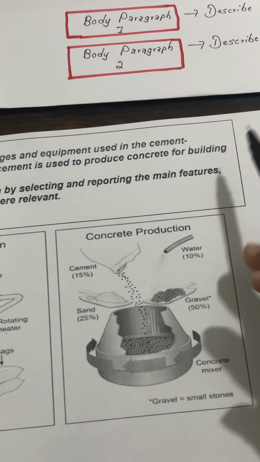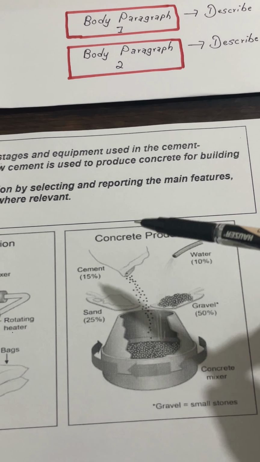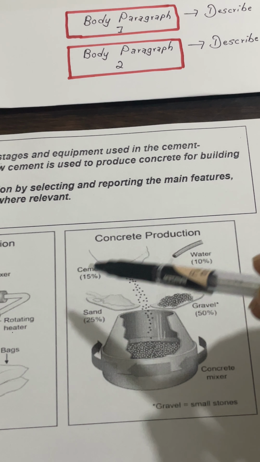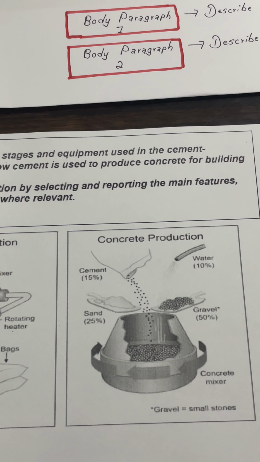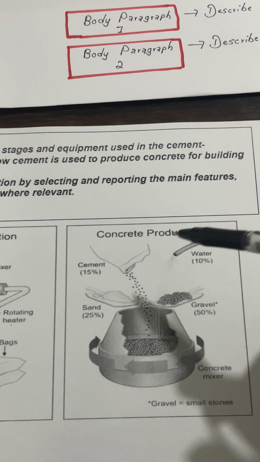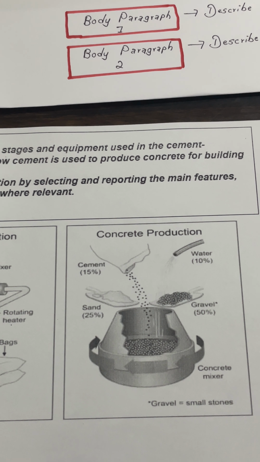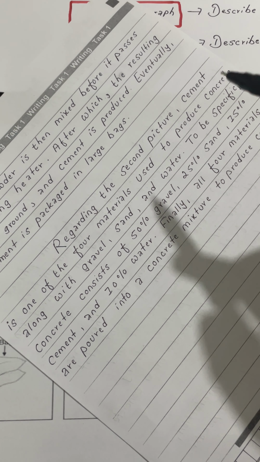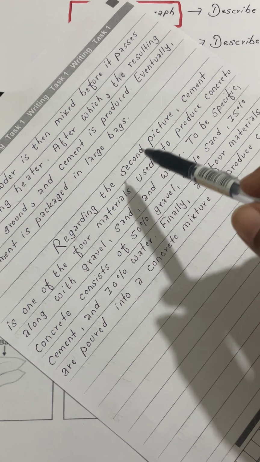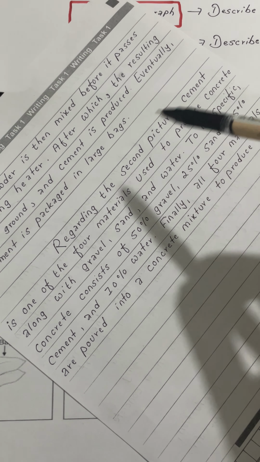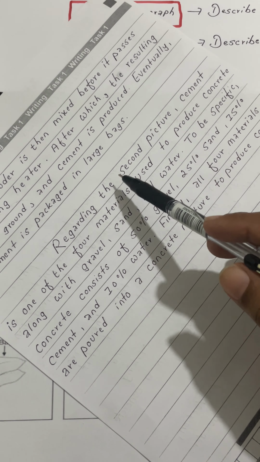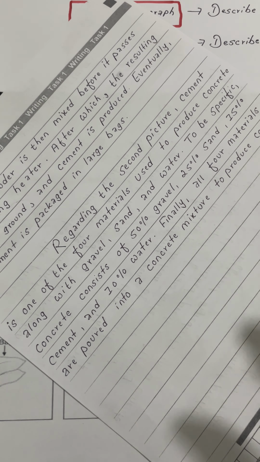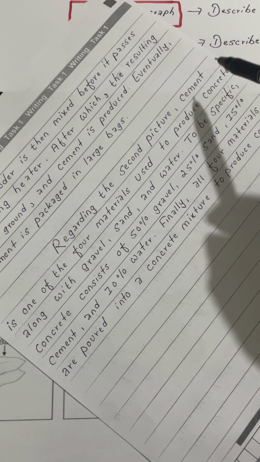Now, regarding concrete production, there are four ingredients: cement, water, sand, gravel, with some percentages of their own, and they are mixed in a concrete mixer. Okay, for that, I have written regarding the second picture. Now, to indicate to the examiner that you are talking about body paragraph 2, you have to use phrases like regarding the second picture, in terms of the second picture, so that your coherence and cohesion will be maintained.